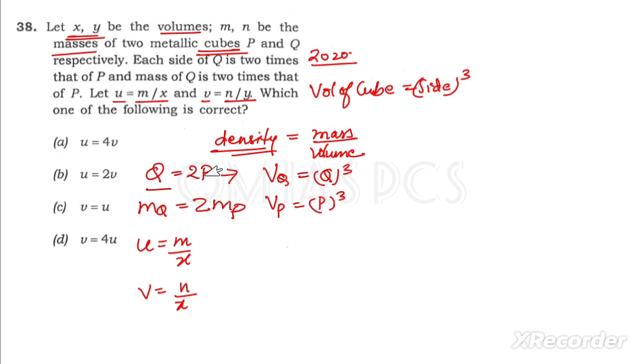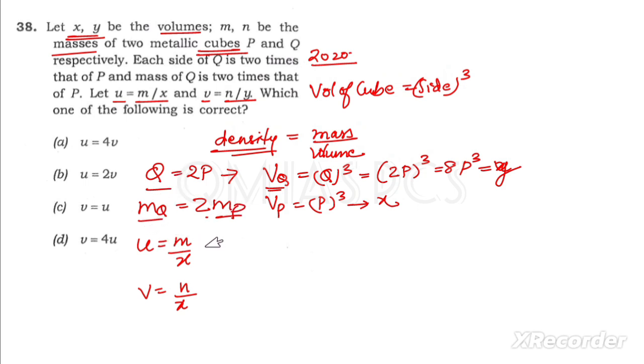And it is given that Q is equal to 2 times of P, so we can write 2 times of P, and we will have 8P cube, and this volume is what about Q. This is Y. Sorry, I have just written it in reverse order. This is Y, and this is X. For P it is given X, for Q it is given Y. And then about the masses, mass is given like this.